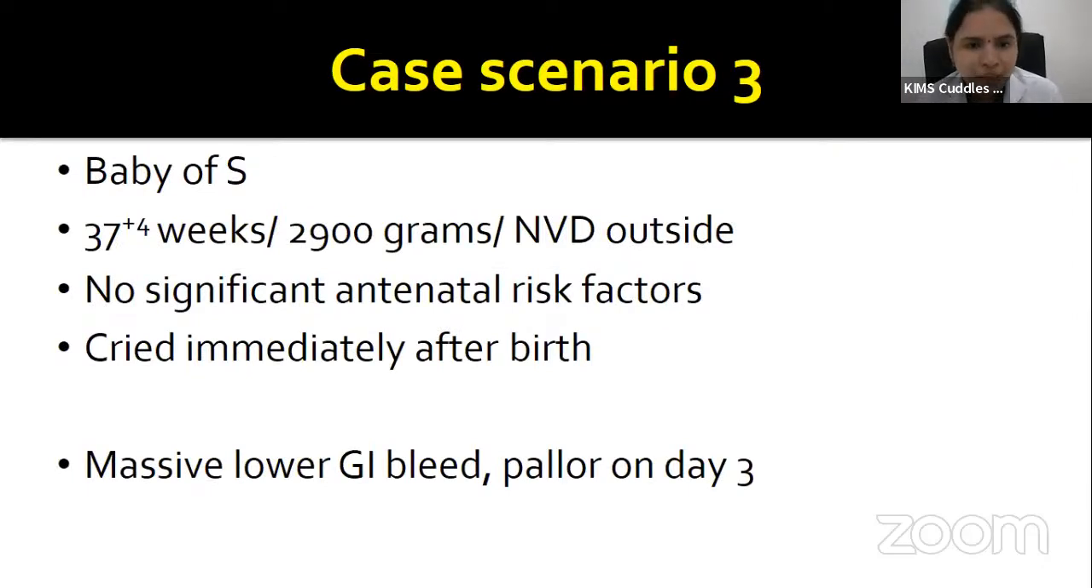Moving on to case 3. This is baby of S, born at 37 plus 4 weeks of gestational age with a birth weight of 2,900 grams, delivered by normal vaginal delivery. This baby was born at an outside hospital and was referred. There were no significant antenatal risk factors.